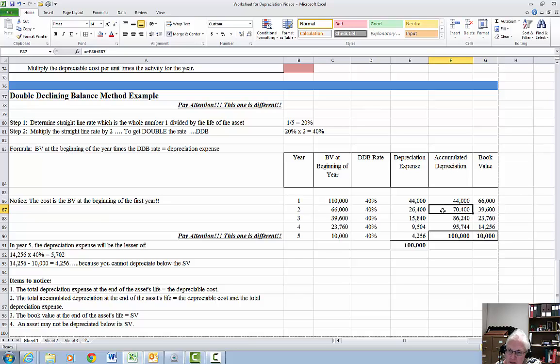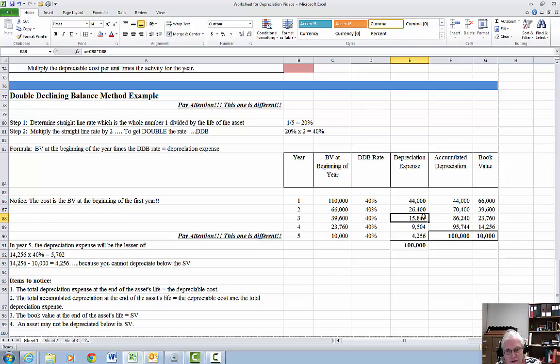The 25 is posted for year 2 to accumulated depreciation. So salvage value and my balance: depreciable cost, remember, was cost minus salvage value. So salvage value is the amount of money that a company thinks the asset will be worth at the end of its useful life.